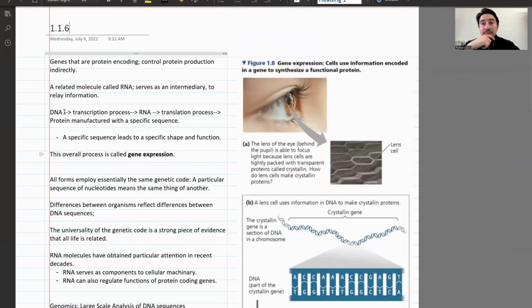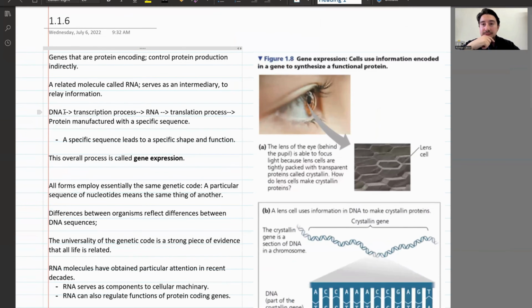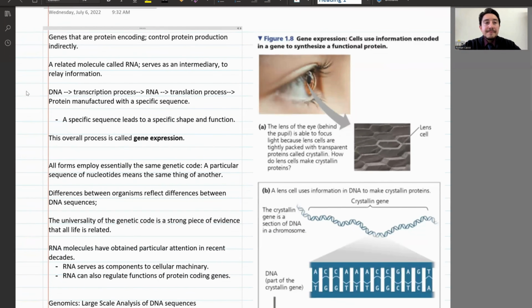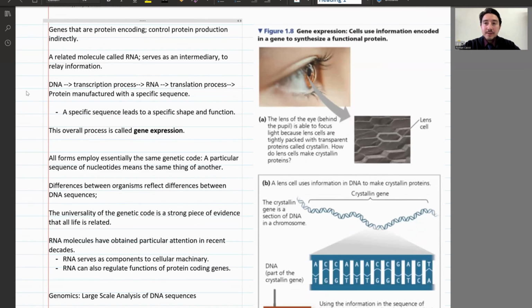So continuing on with the concept of genes and proteins and gene expression, right? Like I mentioned before, right? Genes that are protein encoding, right? They control protein production, right? Because they have that information to produce that protein. A related molecule, right, for DNA to kind of help with the protein production is referred to as RNA. And it serves as an intermediate molecule to carry out information.